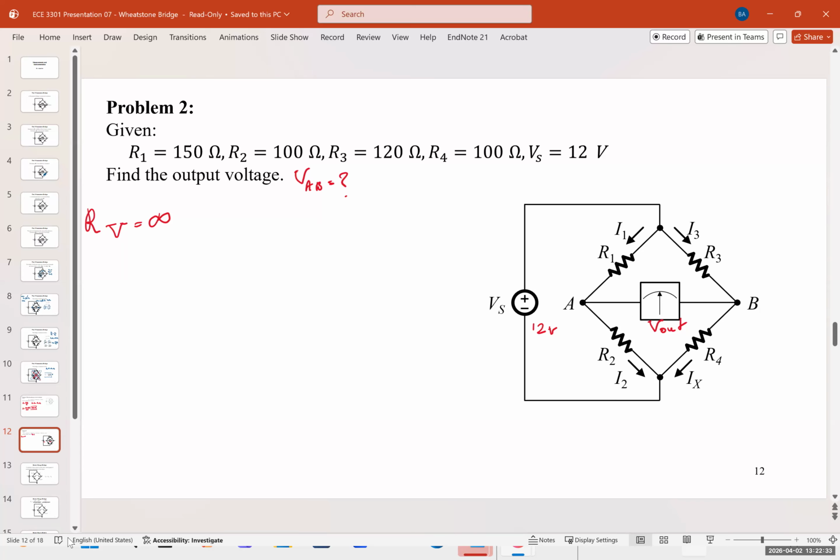What is the output voltage? Yes, the voltmeter's resistance is infinity. Has anyone solved it? Anyone else? No? I'll give you a few more minutes. Think on it.